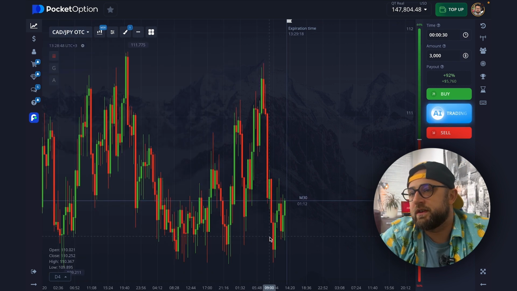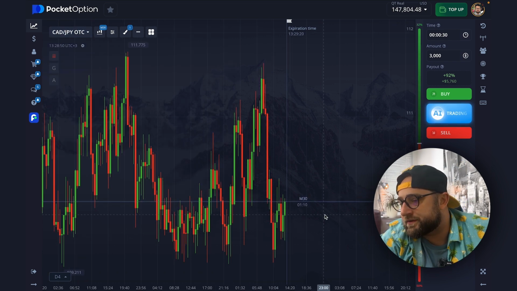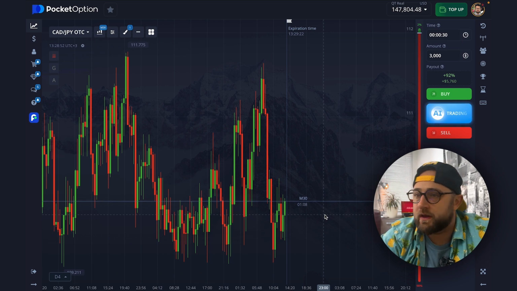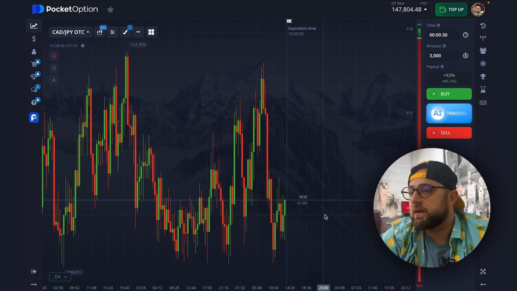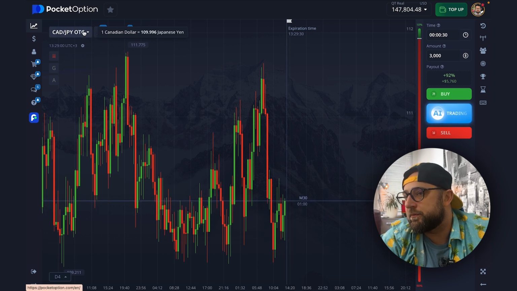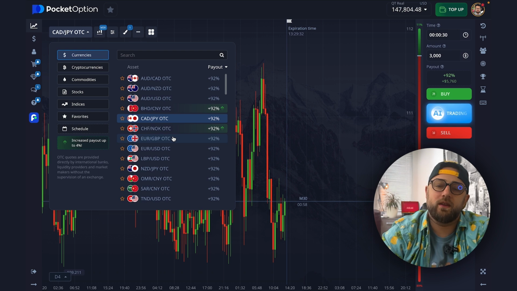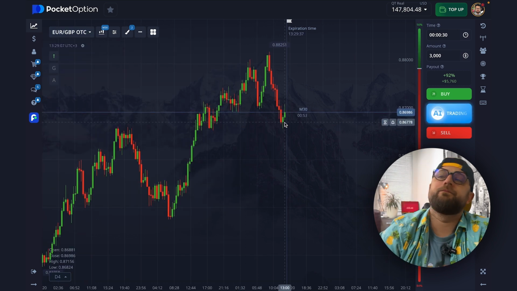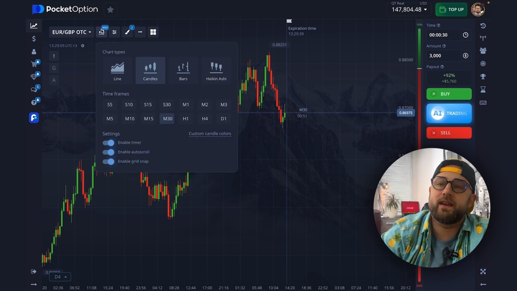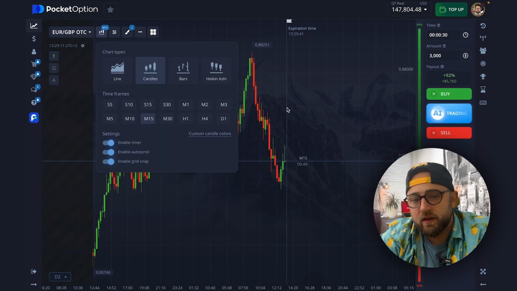Canadian dollar, Japanese yen. Wow, so beautiful, so beautiful. I love my work for this, guys. Beautiful downward trend. Maybe it can be upward, but we need to wait. Let's go to another one. Here will be sideways, 100%.